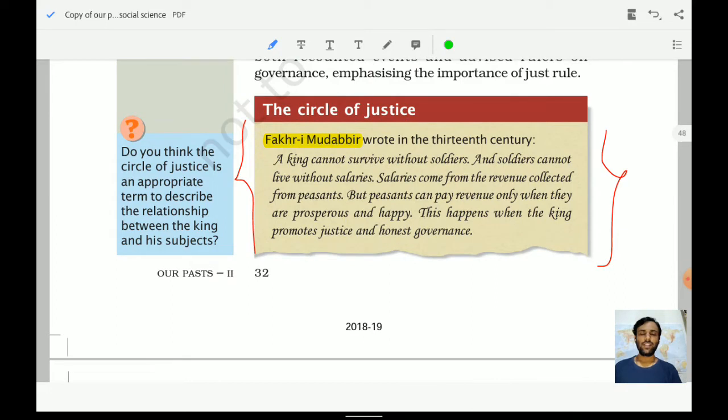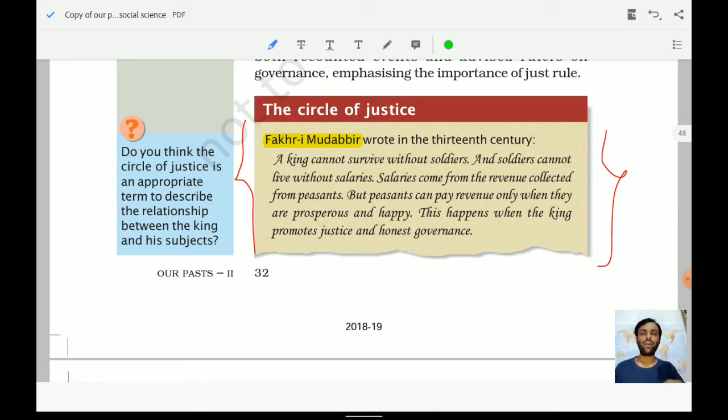the circle of justice, that is, how justice and law and order were in this period. A person, Fakhr-i Mudabbir, has written a note about what, in his eyes, the circle of justice is. A king cannot survive without soldiers, and soldiers cannot live without salaries. Salaries come out of the revenue collected from the peasants. We have understood this in the previous chapter as well, how revenue provided the support for the expansion of the armies.